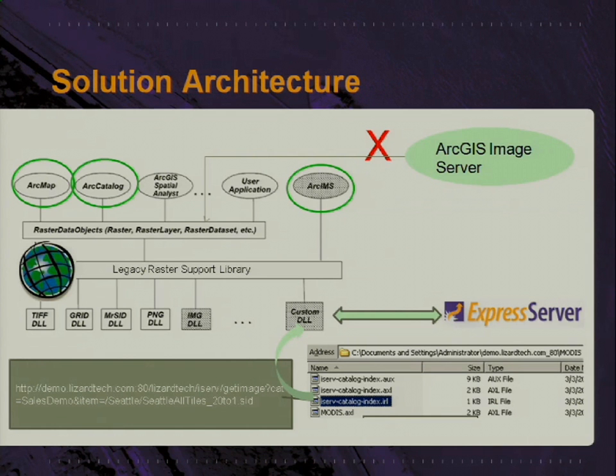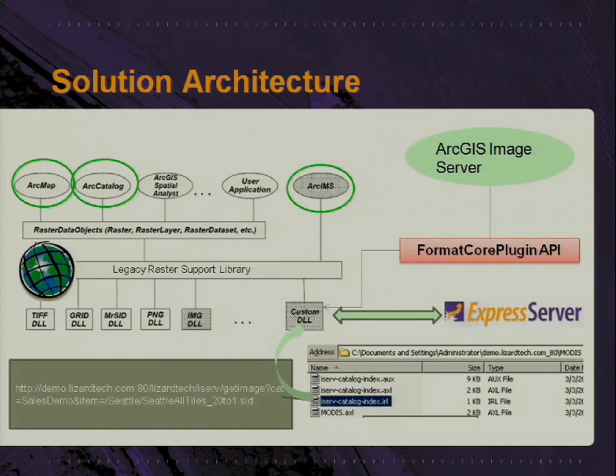So it turns out that ArcGIS Image Server has a dedicated API for this sort of thing. We'll call it the FormatCore plugin API. And it's unique to ArcGIS Image Server. But you can see that functionally, it does the same sort of things as RDO and the legacy Raster support library.